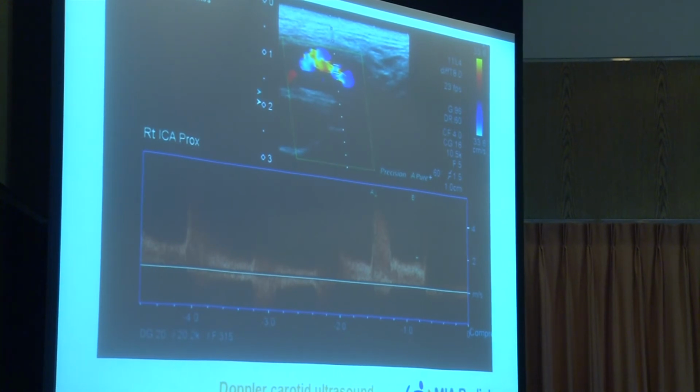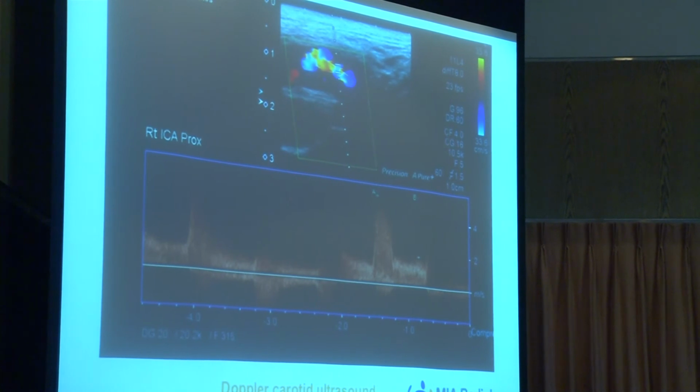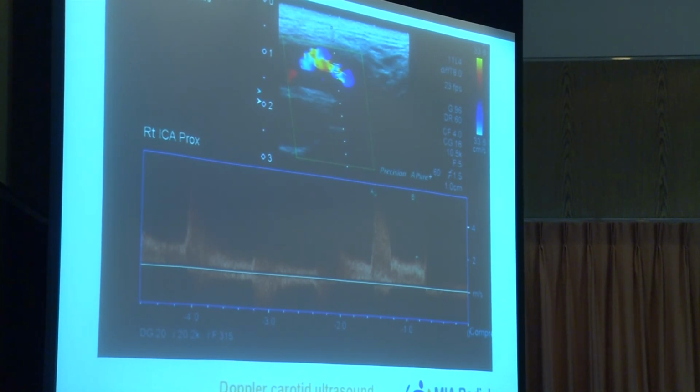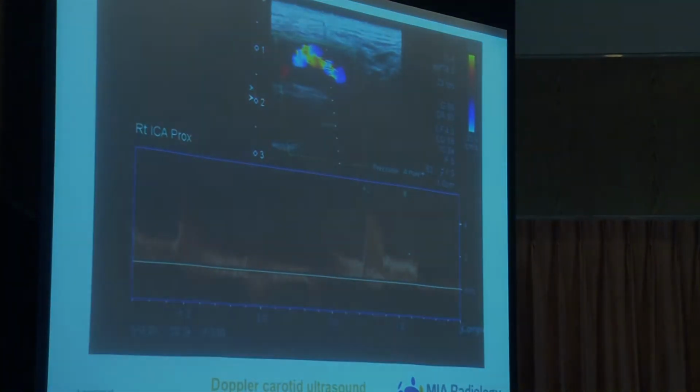MRA, not so good for the vessels of the neck, better for the intracranial vessels. CT, you could do both, but calcium at the carotid bifurcations can make CTA of the carotid vessels quite difficult to interpret.